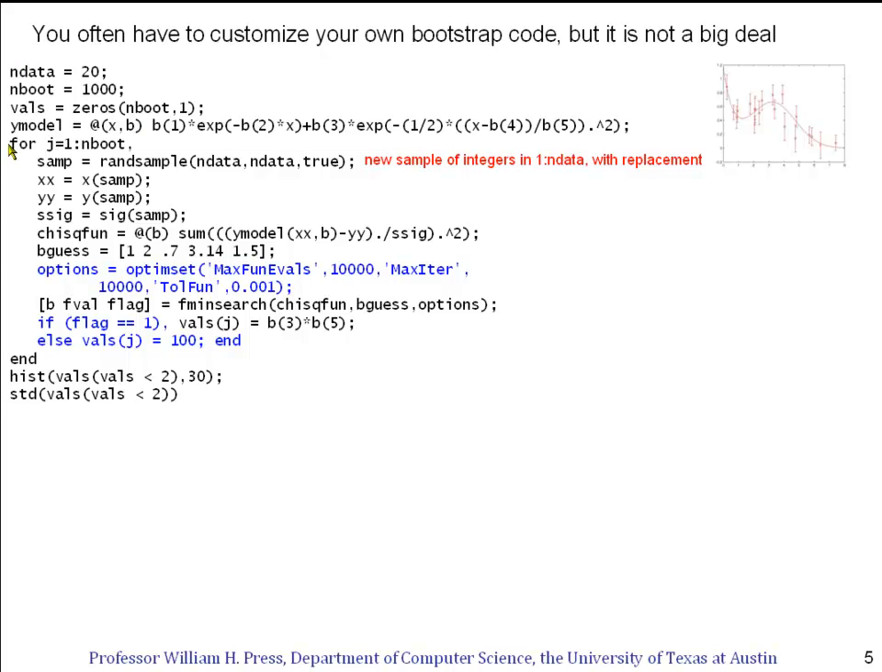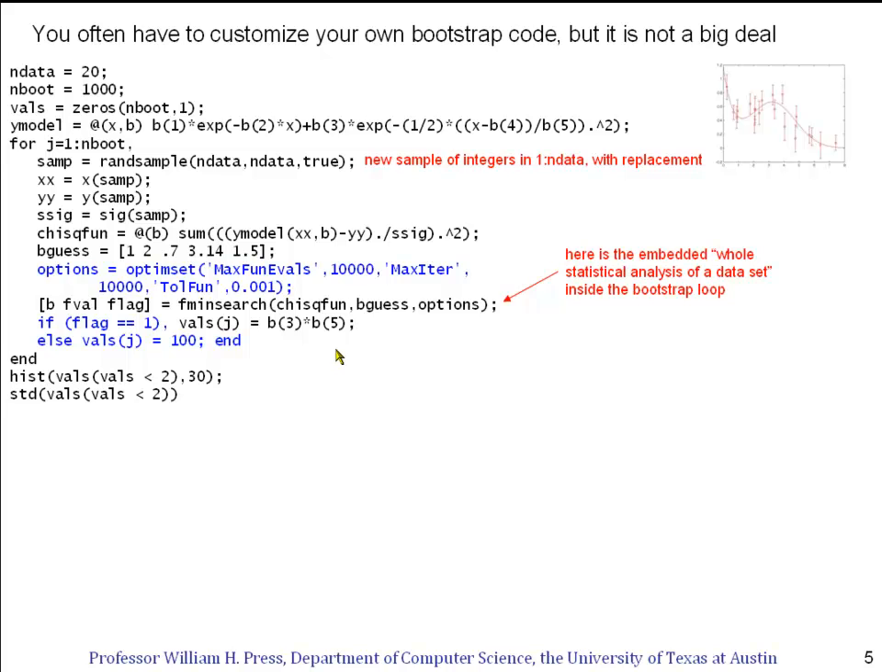What do we have? Here's the loop over the number of bootstrap resamples we're going to do, and here we're going to do only 1,000 because it's a more complicated process. And here is embedded that whole search for a chi-square minimum. In other words, you embed inside your bootstrap loop the whole black box that takes you from the data to the value of the derived parameters, or rather here to the value of the derived parameter b3 times b5, which I'm going to put off in an array called vals.